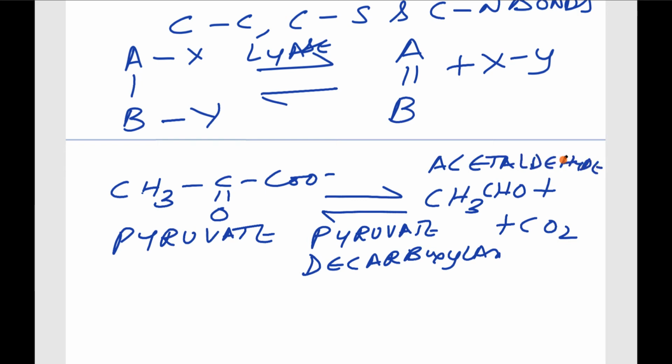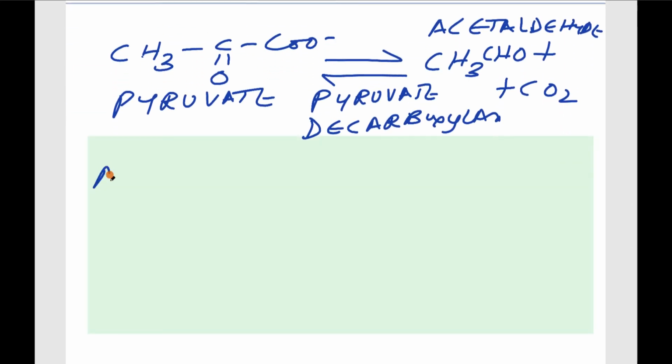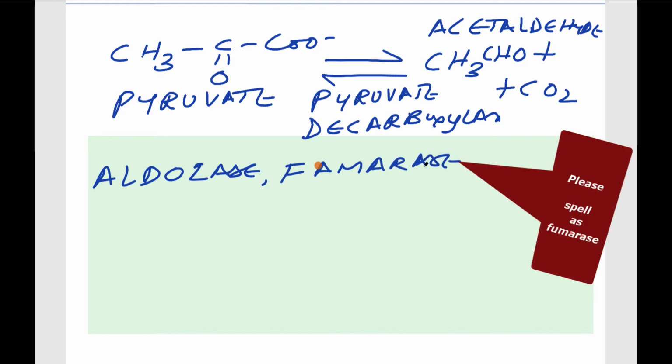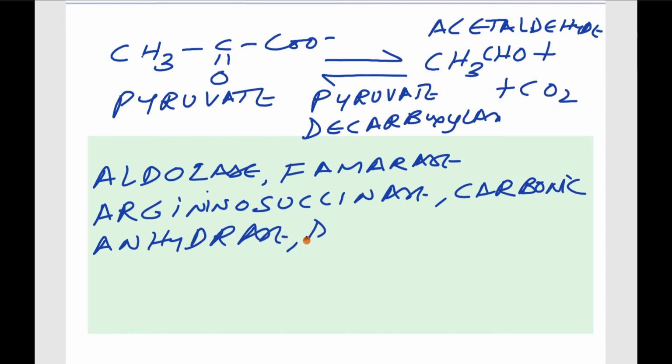Then various subclasses are there, like aldolase, an important enzyme of glycolysis, fumarase, an important enzyme of the citric acid cycle, argininosuccinase, an important enzyme of the urea cycle, carbonic anhydrase, decarboxylase. There are many such enzymes.